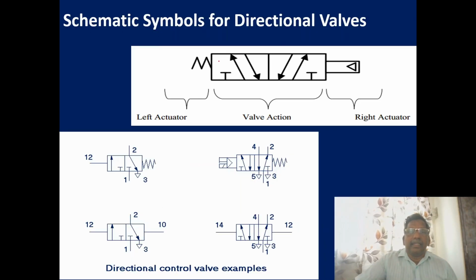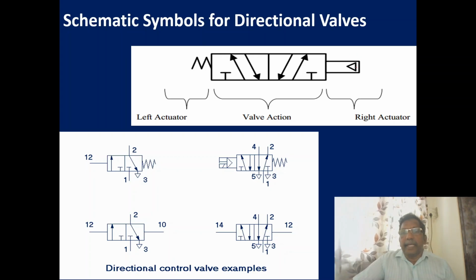Okay, so we can see one example. We have a 5 by 2 pilot operated, spring return direction control valve. We can divide it into three: one is the left actuating device, another is the valve action, and then the right actuation. Here, the left actuation is a spring. We use a spring to actuate the left side. The action is in two ways, so either the left side or the right side has to actuate. Then on the right side we have a right actuator, which is a pilot operator.